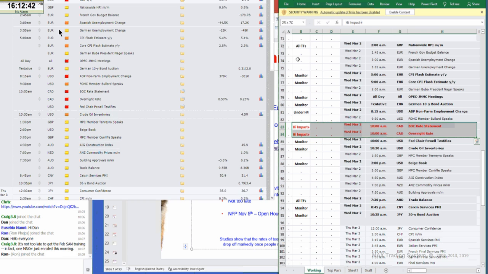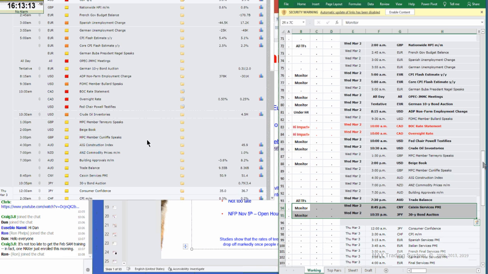Then monitor Powell testifying, and monitor especially crude oil inventories. Then Tenreyro we can ignore. I will monitor the US dollar Beige Book. Then the Aussie trade balance, all time frames. And monitor the Chinese Caixin services PMI and monitor the 30-year bond auction for the yen.